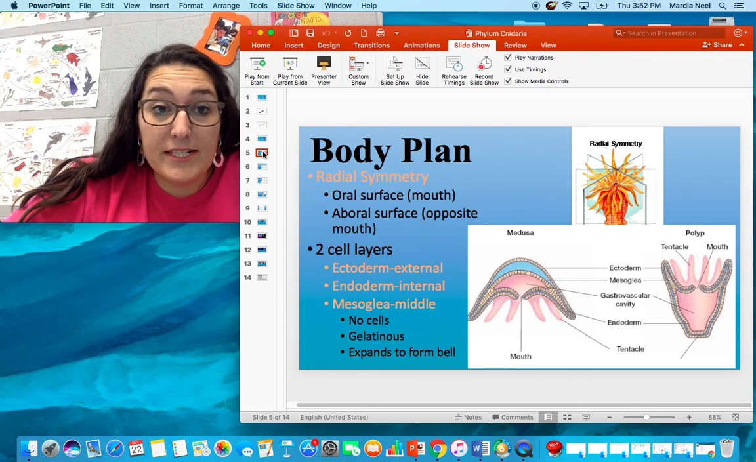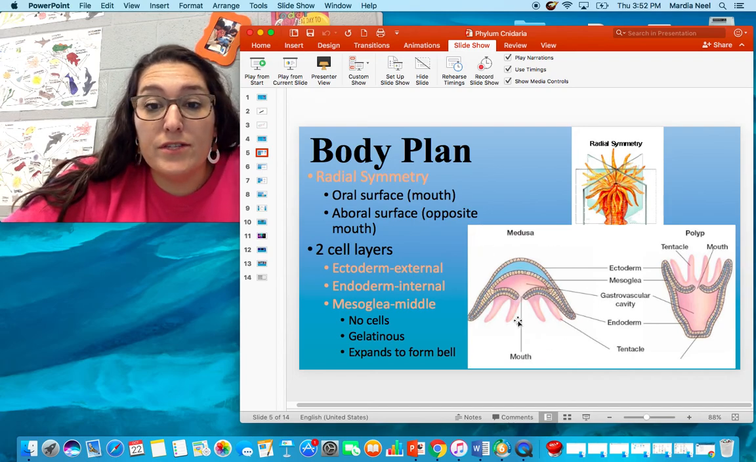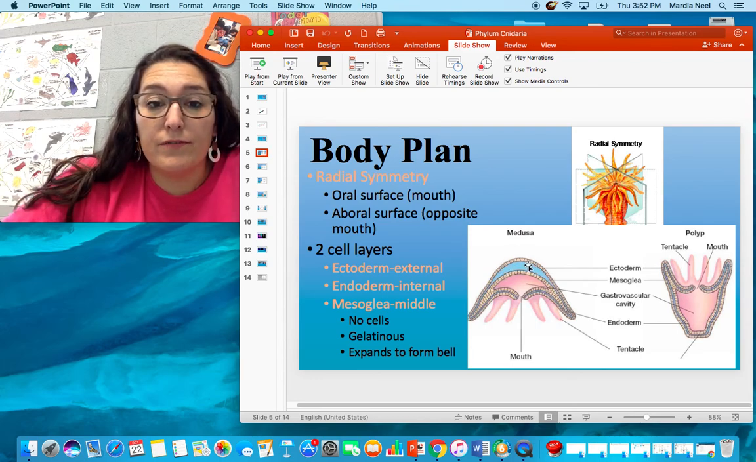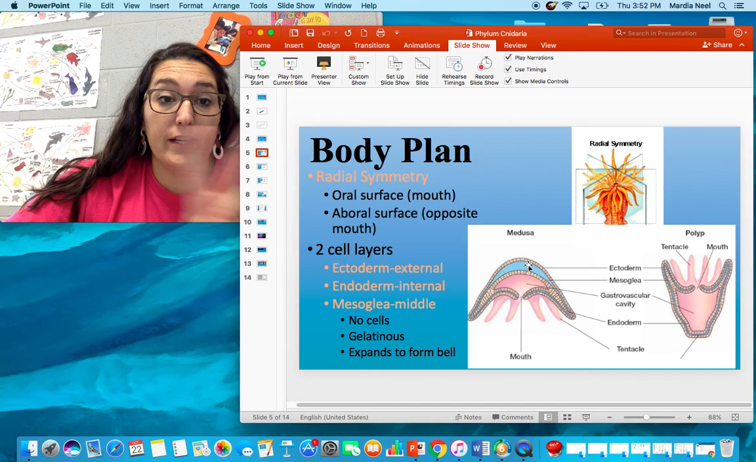The body plan of Cnidaria is really cool. So they have radial symmetry. They have an oral surface, which is the mouth area. And they have an aboral surface, which is opposite the mouth, or what we would think of as kind of like the back. That's going to be the aboral surface. And they only have two cell layers.